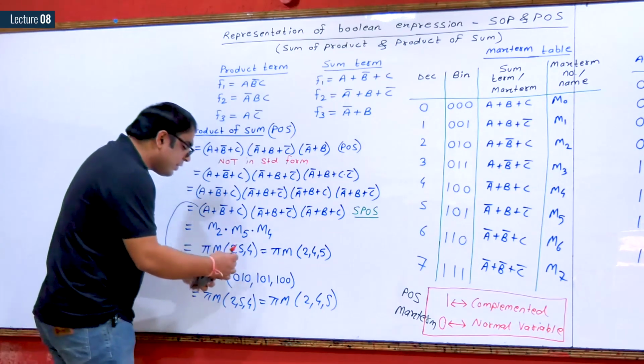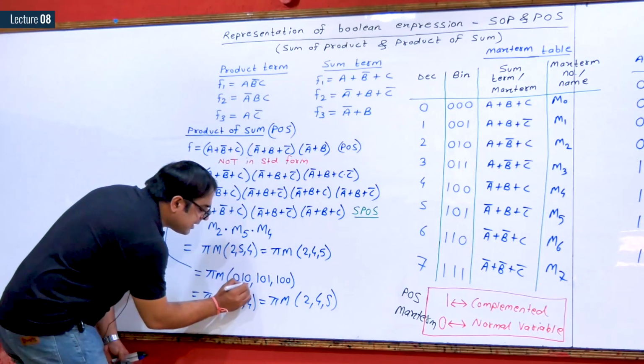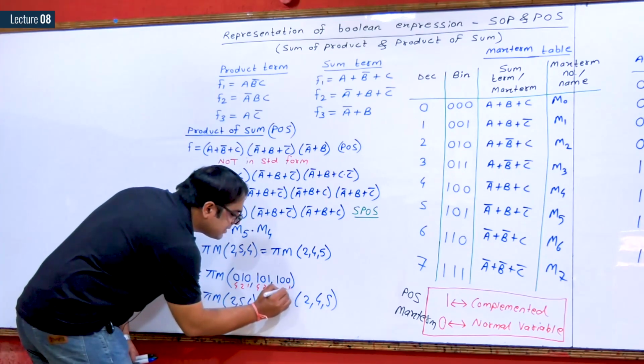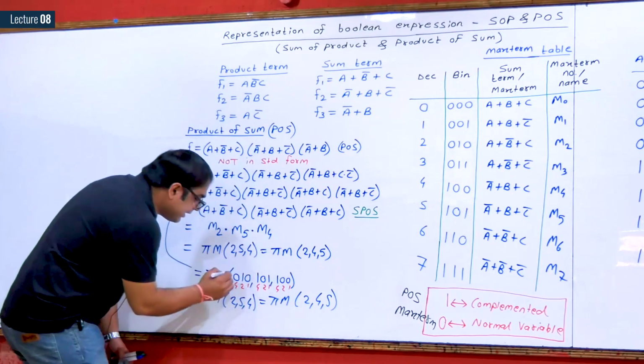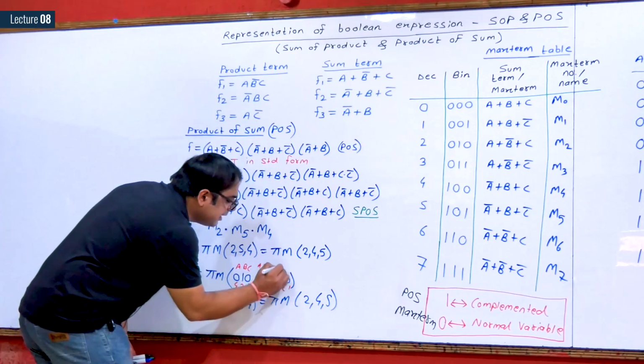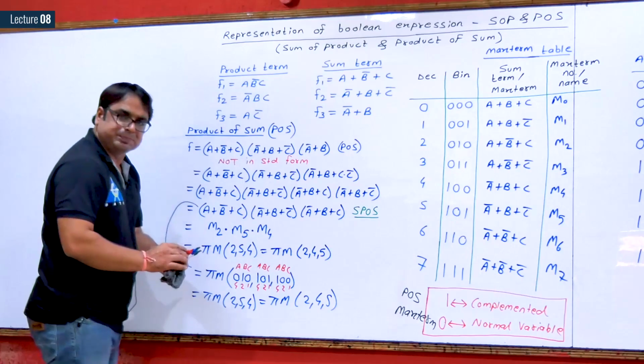See, again what we are doing, let me show you. Weightage is 1, 2 and 4. What is the sequence? Sequence is A, B and C.